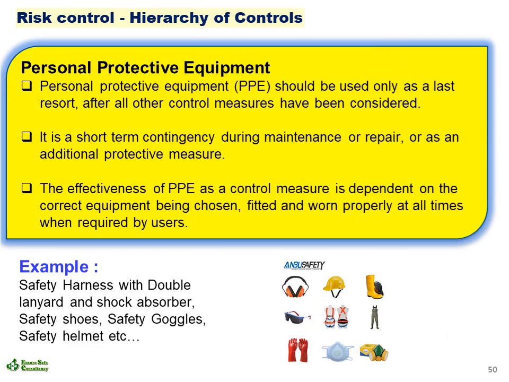Details about the hierarchy of risk control continued. Personal protective equipment. Personal protective equipment, PPE, should be used only as a last resort, after all other control measures have been considered. It is a short-term contingency during maintenance or repair, or as an additional protective measure. The effectiveness of PPE as a control measure is dependent on the correct equipment being chosen, fitted and worn properly at all times when required by users. Example: safety harness with double lanyard and shock absorber, safety shoes, safety goggles, safety helmet, etc.